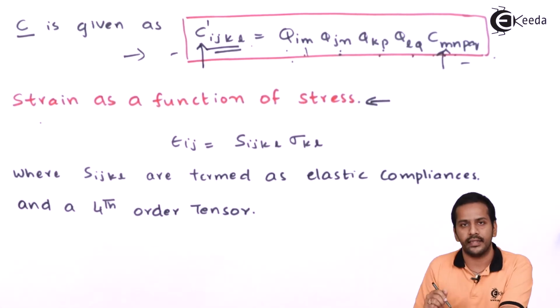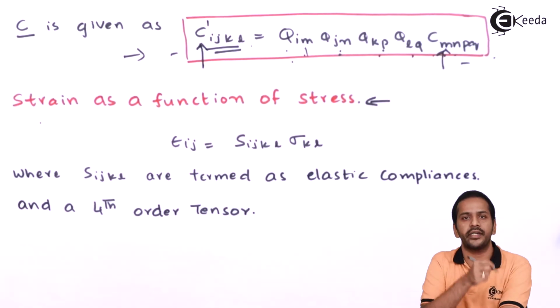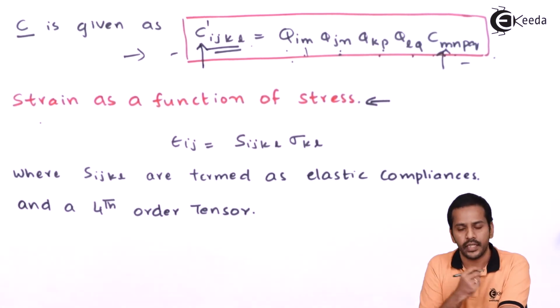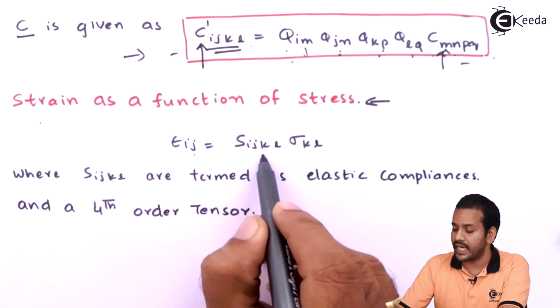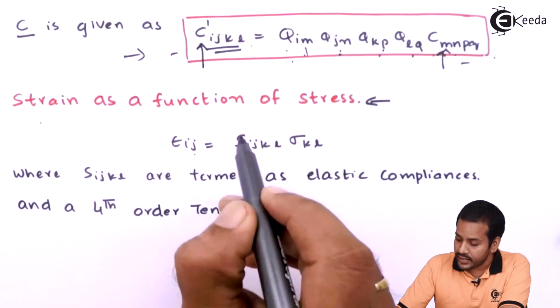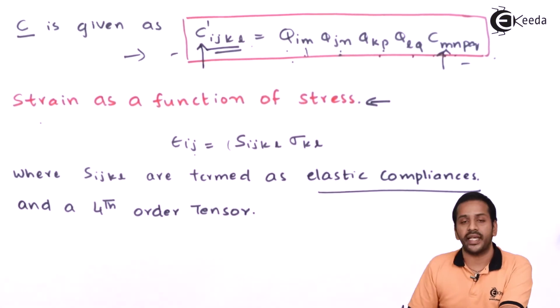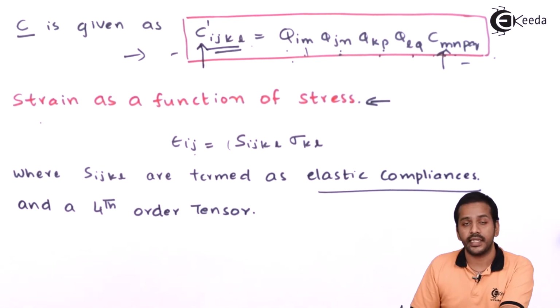Now, can we invert this? That is, if the stress is given, can we calculate strain? Is it possible? Yes, of course, it is possible. So how can we write that one? Epsilon ij is nothing but S ij kl sigma kl, where this S is called the elastic compliance tensor. Again, that is also a fourth order tensor.